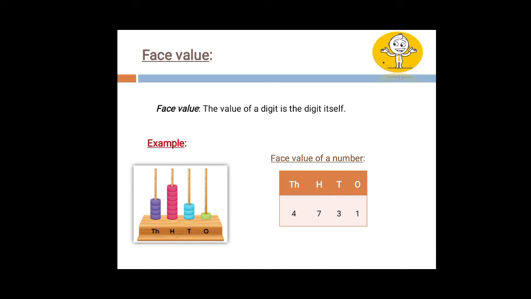At the place of hundreds you can see 7 beads. So face value of hundreds will be 7. At the place of tens you can see 3 beads. So the face value will be 3. And at the place of ones you can see only 1 unit. So the face value will be 1.